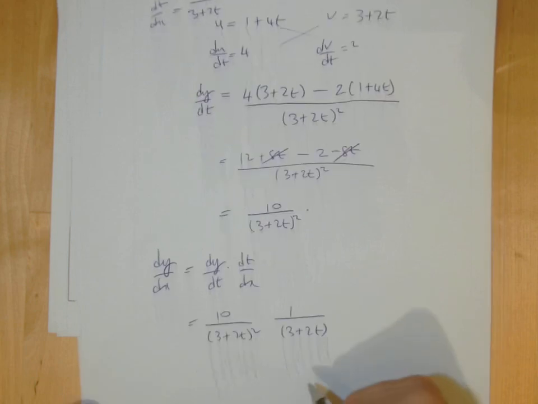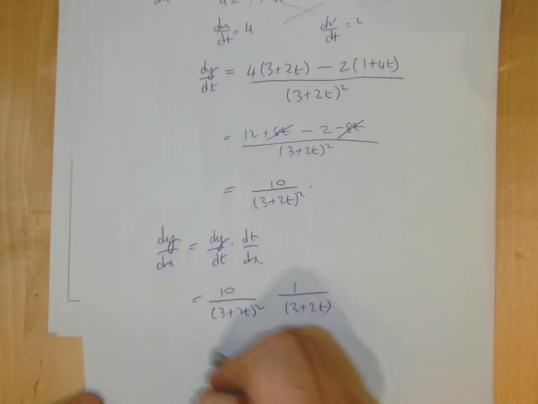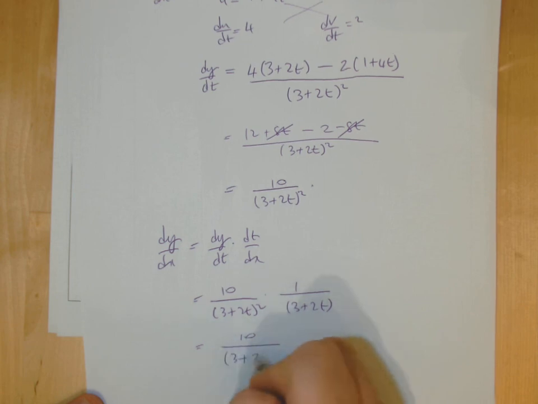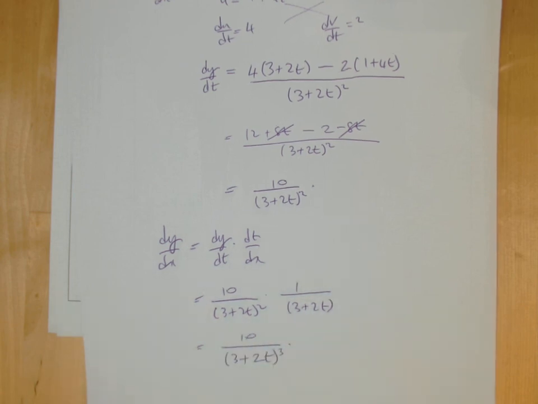Okay, and then this is simplify as much as possible. Wow, you can see there you've got 3 plus 2t occurring there, the bracket. Okay, so you can put them together, cubed. Okay, job done.